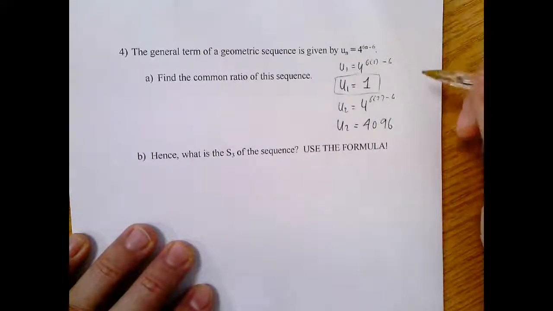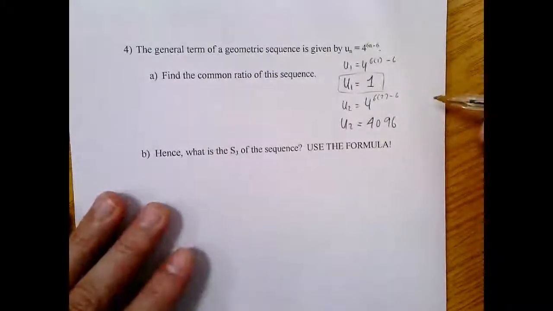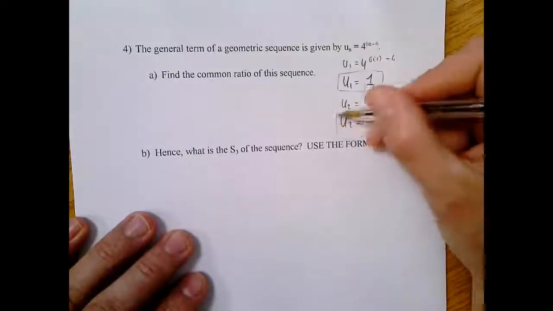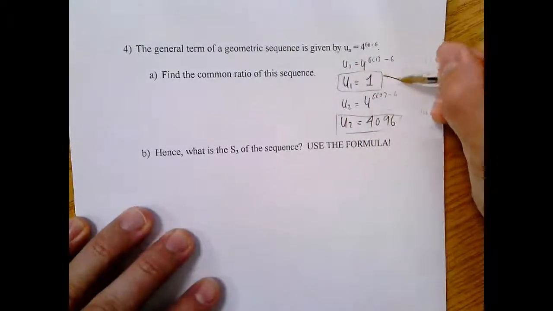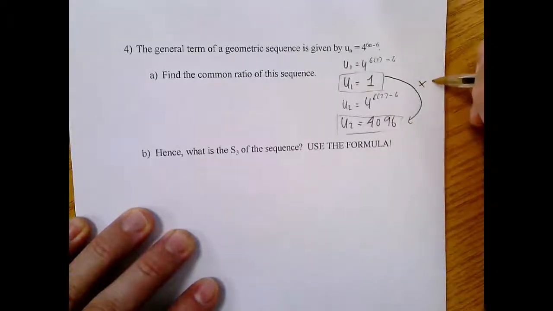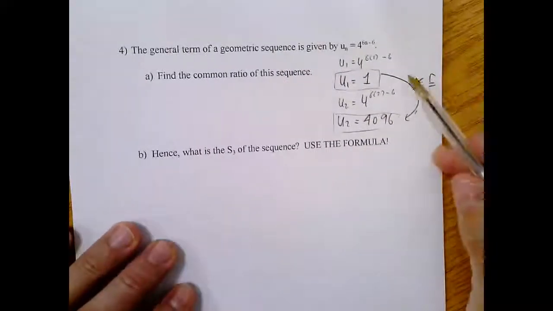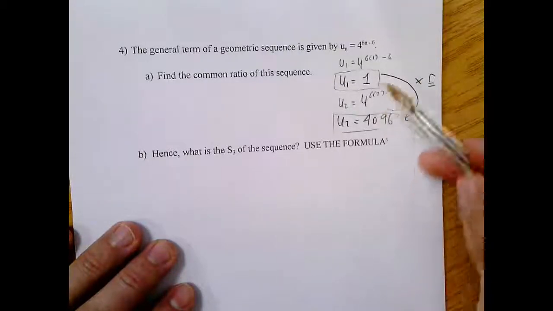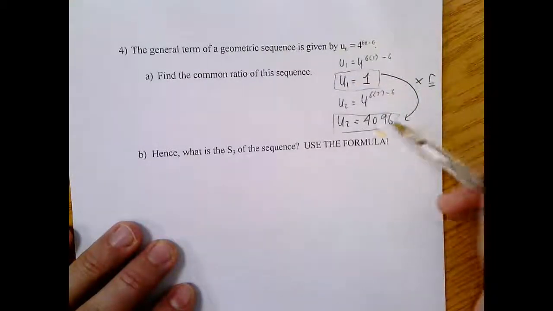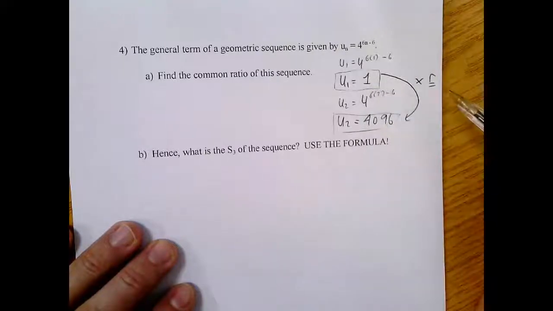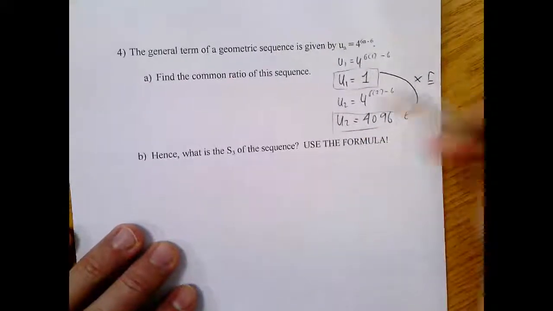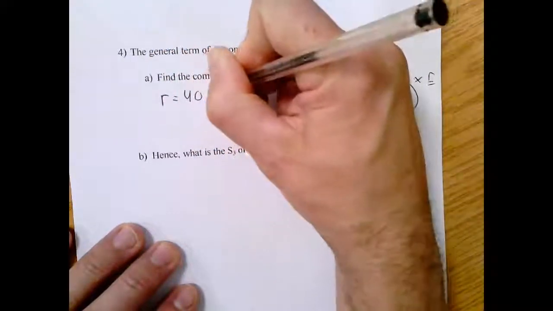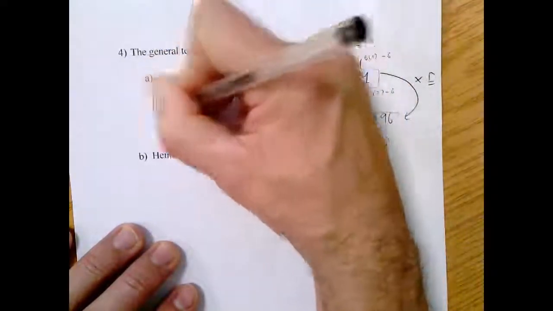So now I know u sub 2 is 4,096. And so remember, the big thought process here, the critical thought of a geometric sequence or series, is consecutive terms. It's like saying I take this guy and I multiply by my common ratio, and then I would get that guy. So conversely, if I take this and divide it by that, I would get r. Well, 4,096 divided by 1 is 4,096. So my ratio is just 4,096. Okay, we're halfway home.